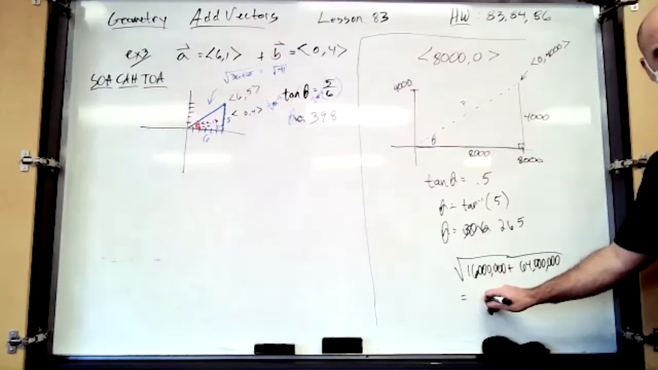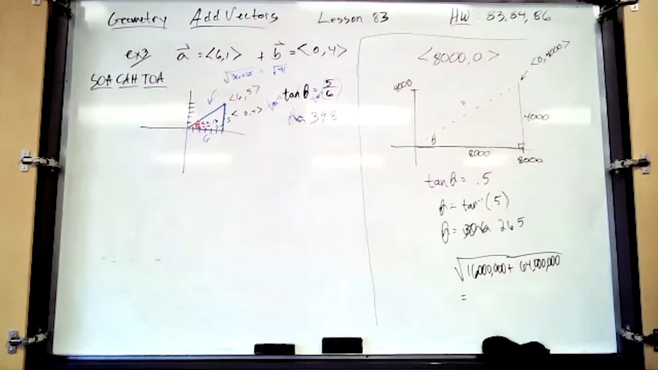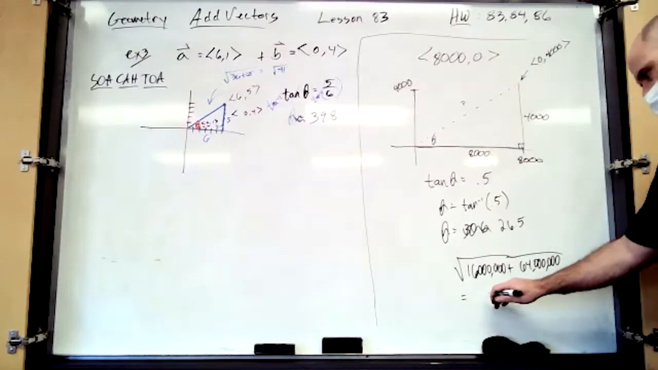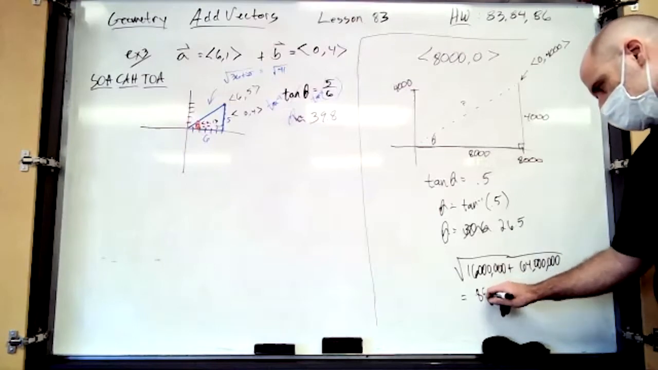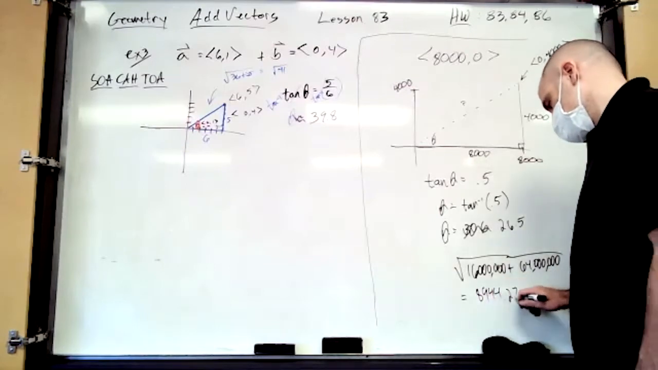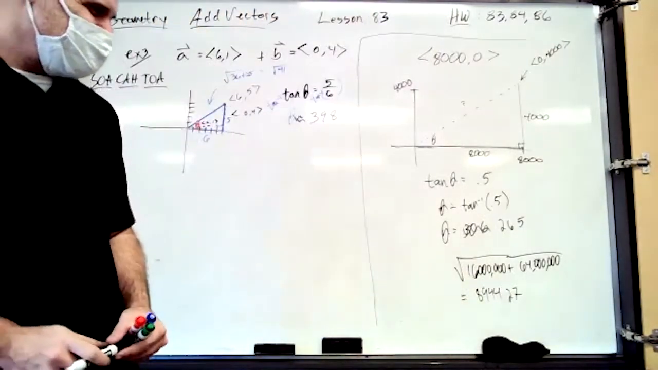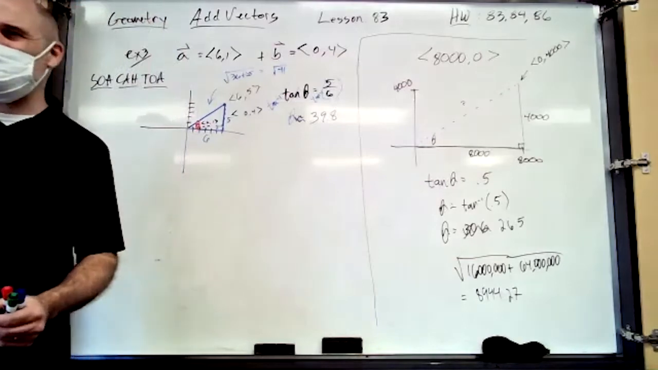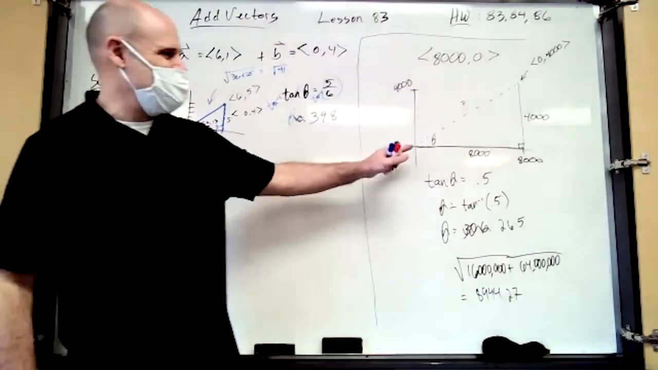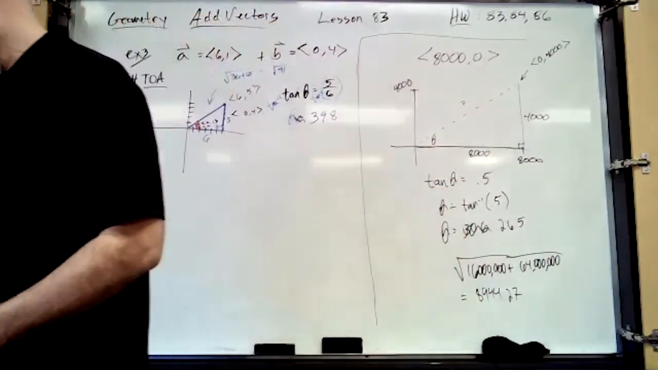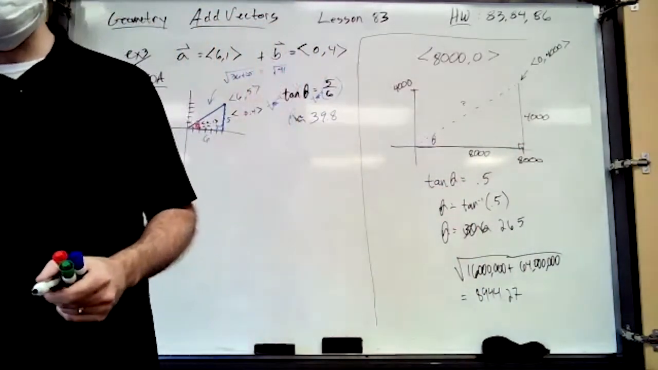Oh, yeah, you got it in radical form. That's nice. What'd you get? 8,944.27. I like it in radical form better. It's more exact. All right, so that's about 8,944 feet. That makes sense. This is going to be a little bit longer than the longer leg. Okay, any questions with 83?